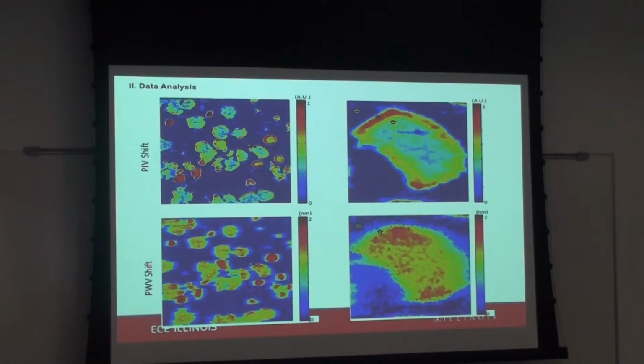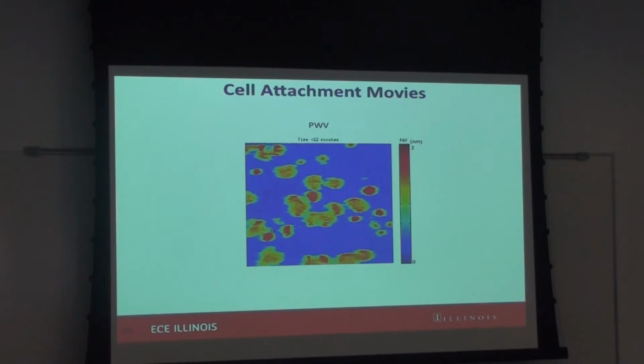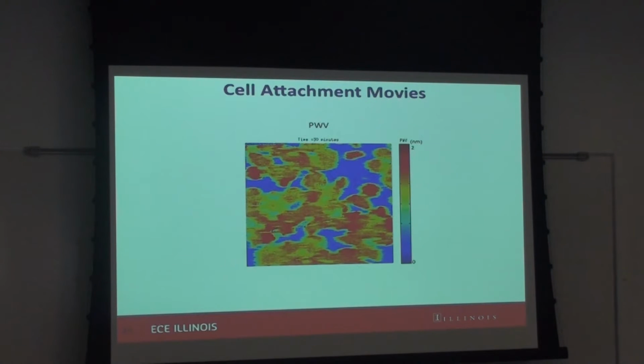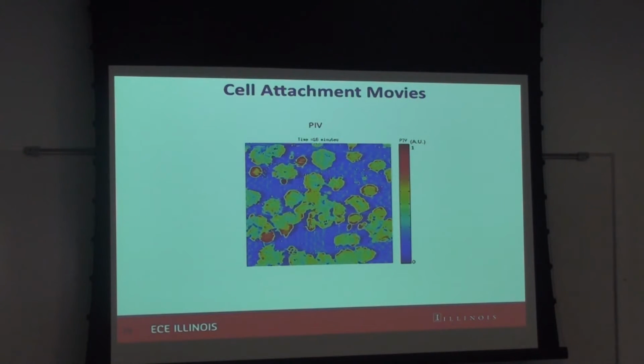Here again, zooming into one cell, I wanted to show you this so you get an idea of the resolution, even within an individual cell, with which we can study the cell attachment footprint. I think these images have pixels that are 0.5 microns on a side. We can do the same thing with movies. We can take peak wavelength value movies, or we can make a peak intensity value movie of the exact same cells.